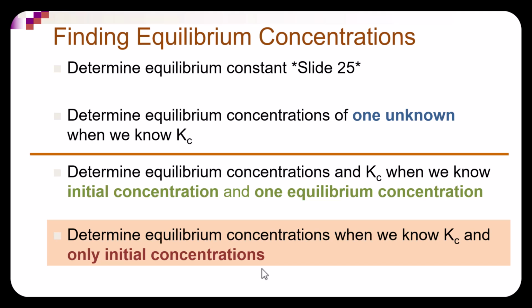The big difference between this one and the previous one with ice tables is the fact that we cannot fill our ice table out with numbers. What we're going to see is these ice tables will involve x's, and then we'll solve for x, and we'll need to use some fancy algebra to do that. So that's what makes this one a little bit more difficult.